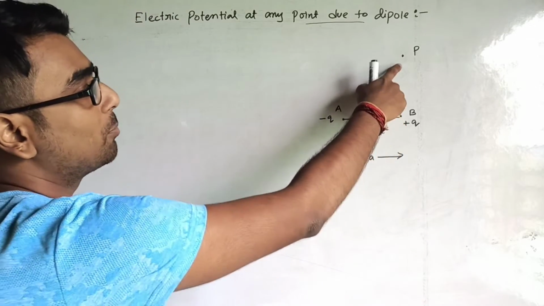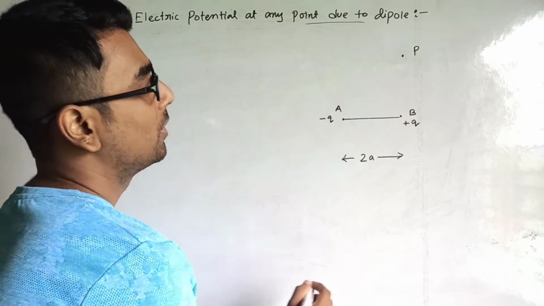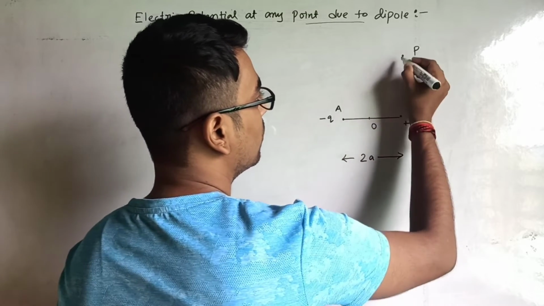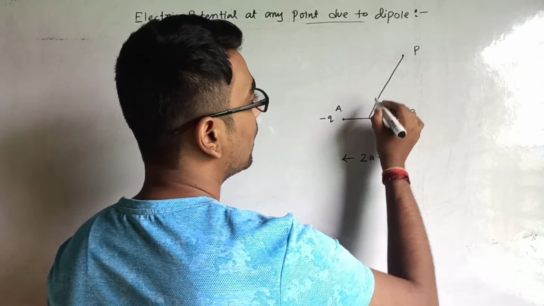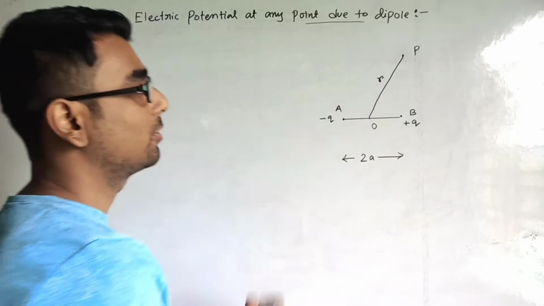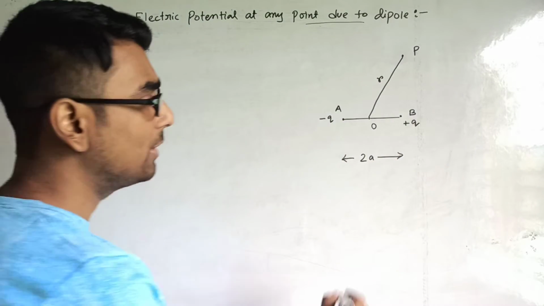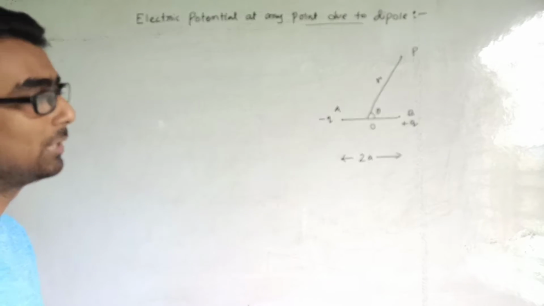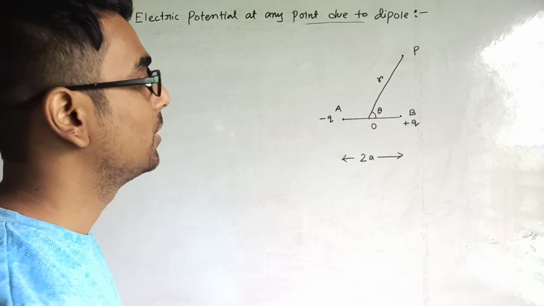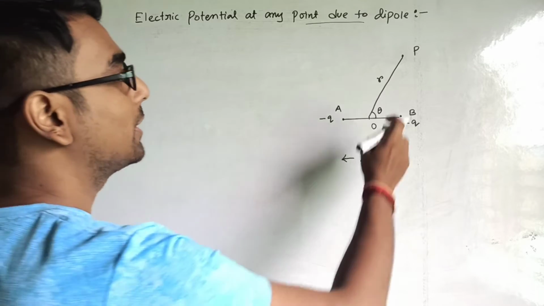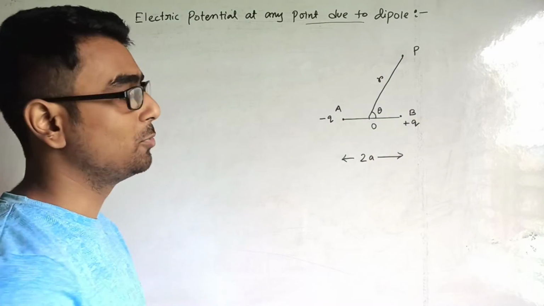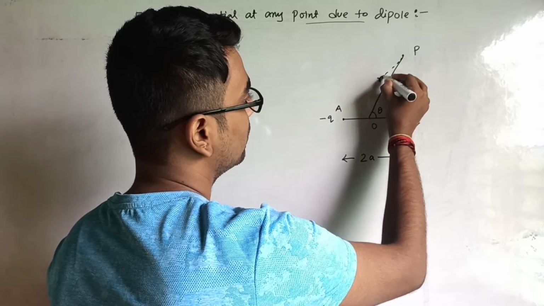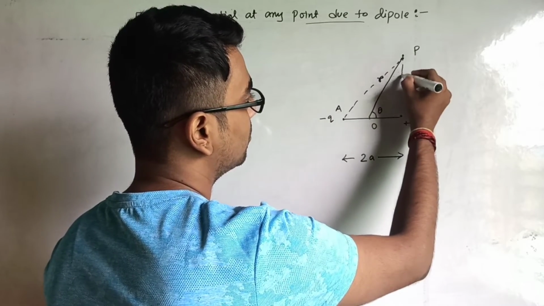So let us consider a point P, which is at a distance R from the center of the dipole. Let it make angle theta with the line R. We need to find the electric potential at point P due to both the charges. So let us join the points here.